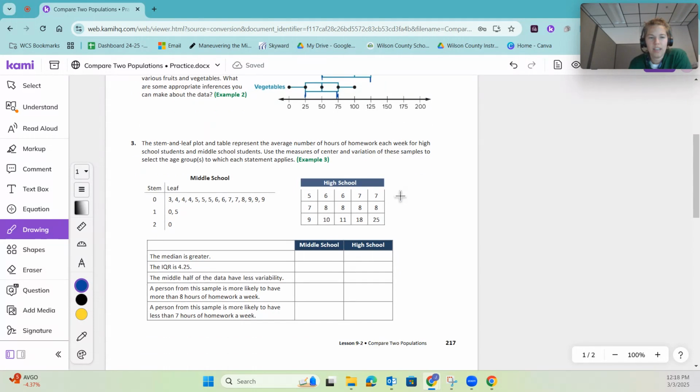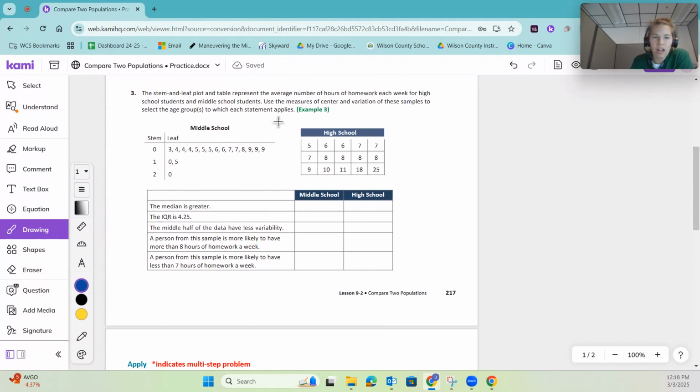All right, now let's take a look here. Stem and leaf plots. Reminder, stem and leaf plots. This number represents 3 because 0, 3 is 3, then 4, 5. This was 10. 1, 0 is 10. 1, 5 is 15. 2, 0 is 20.